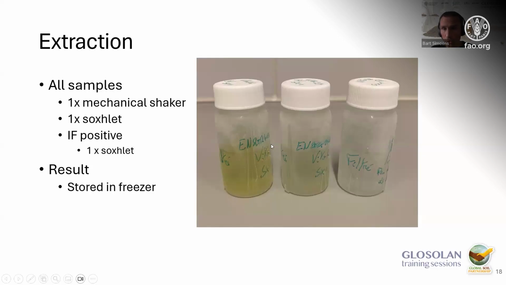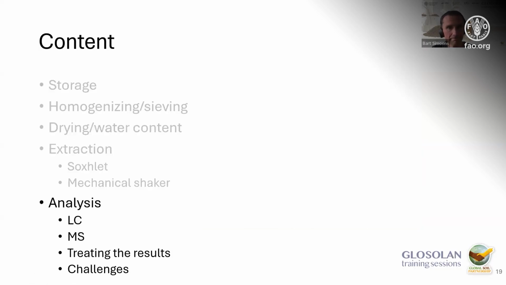And then we have liquids. Some of them contain a lot of, let's say, pollution, in the sense that it's not a transparent solution. There's something coloring the solutions. Other soils are more transparent. So it depends, I guess, also a little bit on where the soil has been taken in your country. And then we store these in the freezer, as I said before.